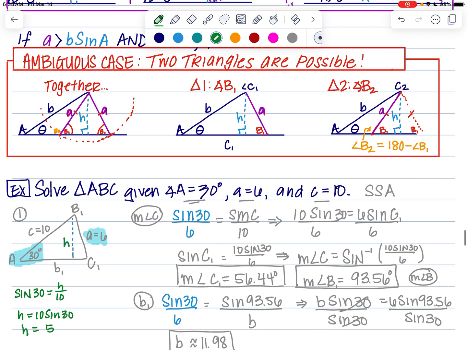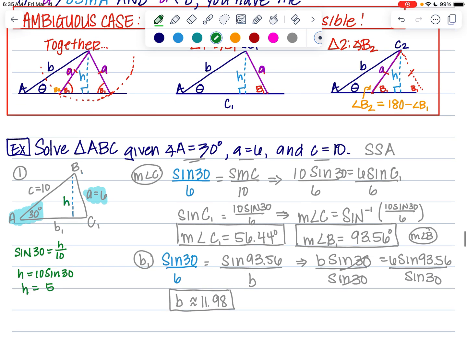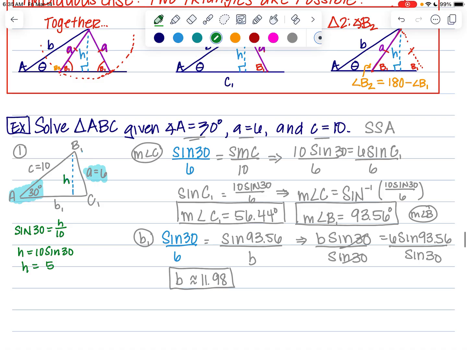And that's because my height is in between the two sides that I was given. And my A value is bigger than my height, but less than the side that I was given. So that means I have to figure out what triangle 2 looks like. Okay, so just to make sure that we are here, this is going to be 6.